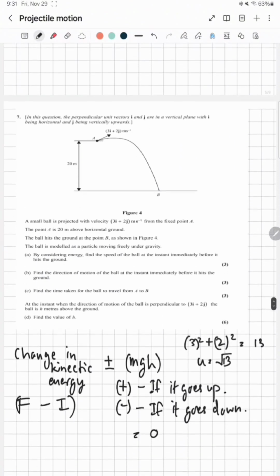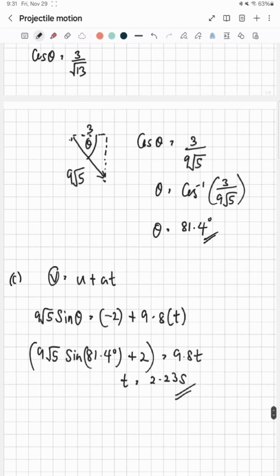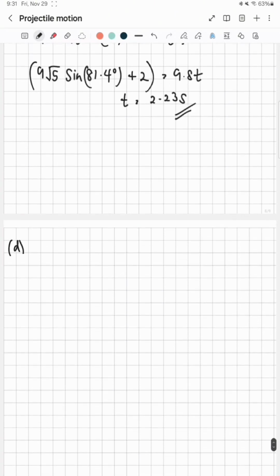It says at the instance when the direction of motion of the ball is perpendicular to 3i. Okay, they say perpendicular to the initial velocity. The ball is h meters above the ground. So what we can do is perpendicular, right?